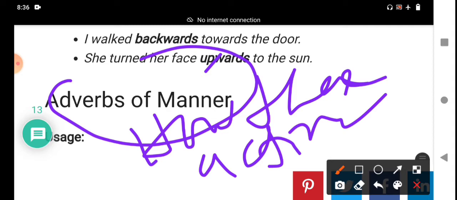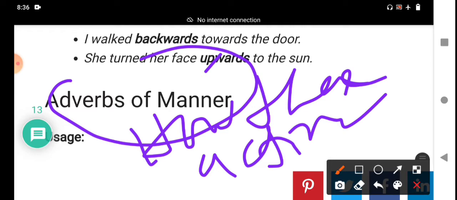Not good. Good is an adjective. I have done my homework good. It is a wrong usage. I have done my homework well. I sing well, very well. That is the adverb of manner.